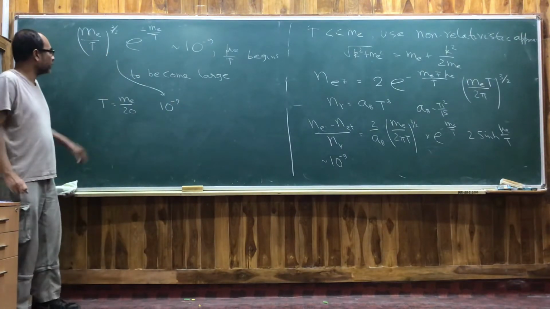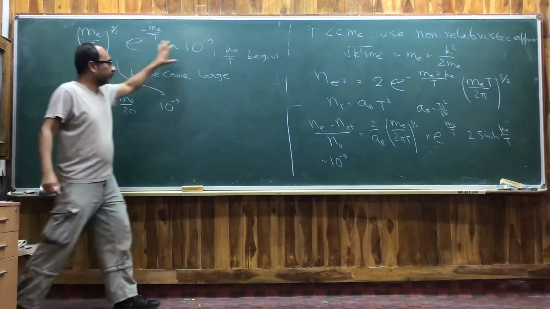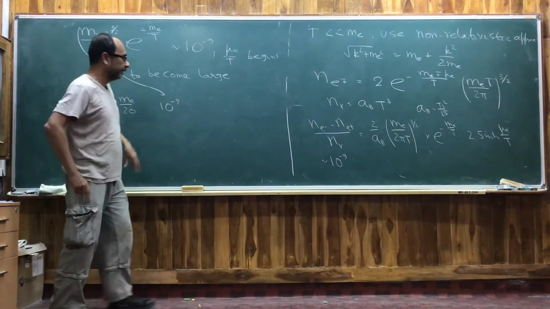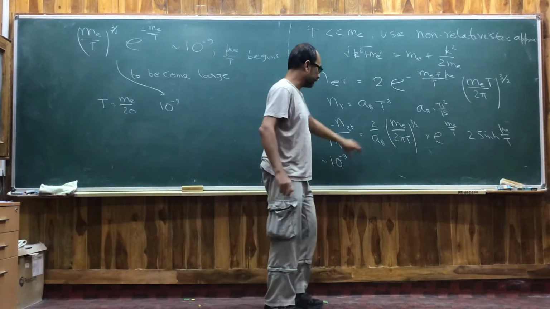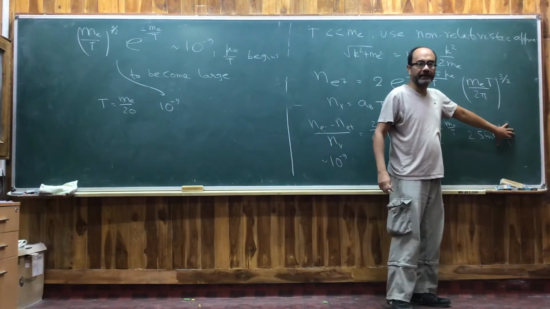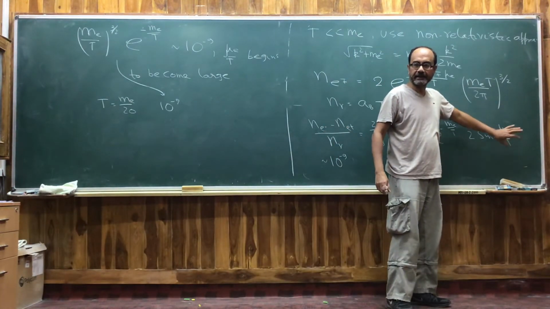You are still okay. It has not become small enough for the mu over T to become big. If this is 10 to the minus 7, that means this is 10 to the minus 9, and here you have a factor of 10 to the minus 7. We can manage it by taking mu_e over T of order 10 to the minus 2. But it's still small.